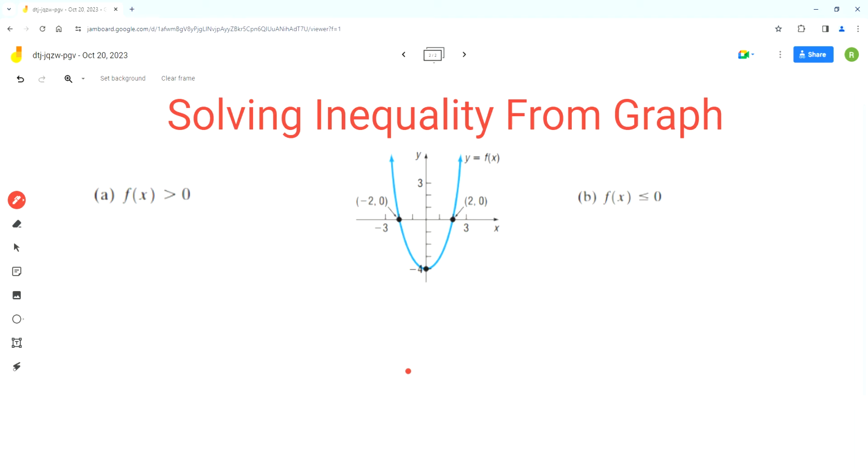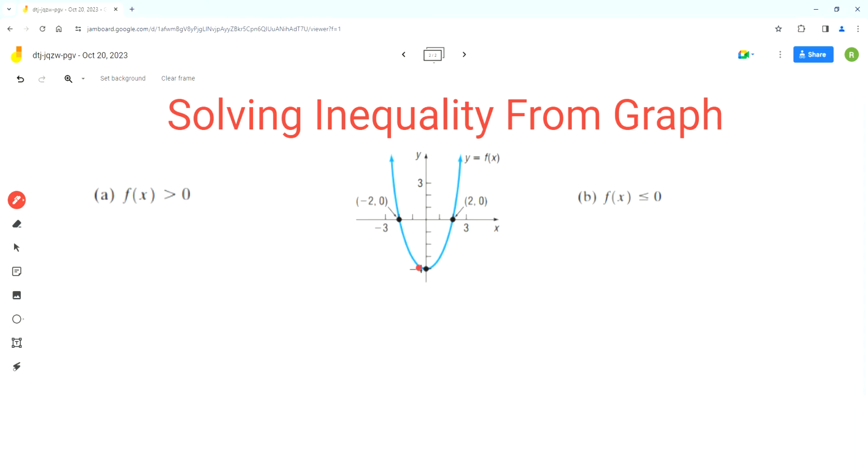So in this video, we'll solve the inequality from this given graph. The given graph is this blue curve and this is the function f(x), and we have to solve these two parts of this problem. In the first part, we have to find the x values for which f(x) is greater than 0.